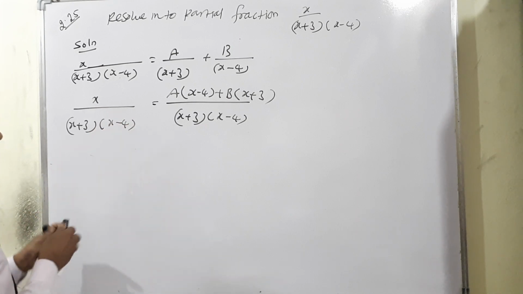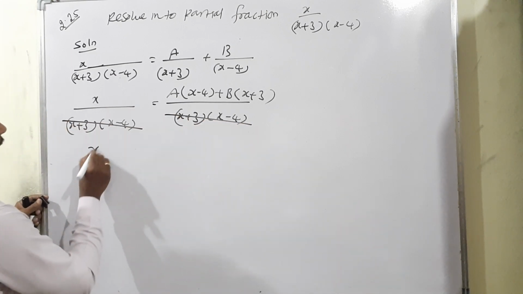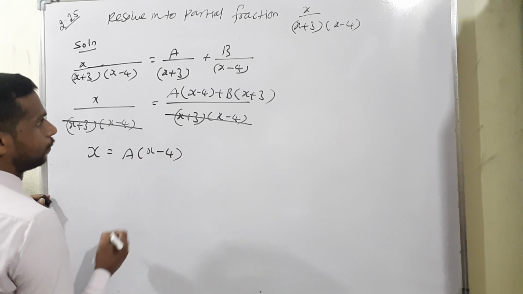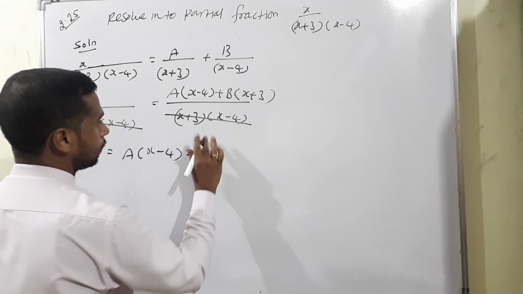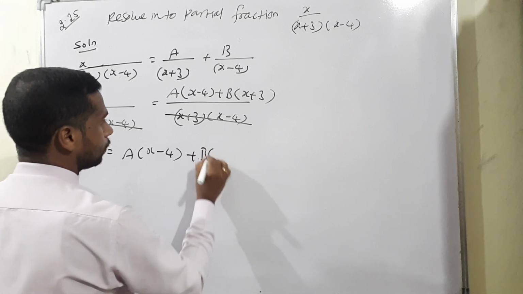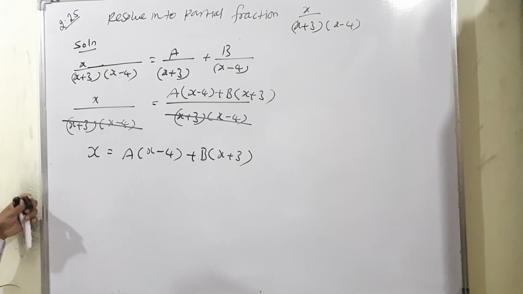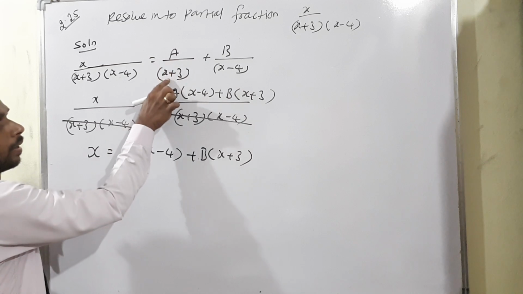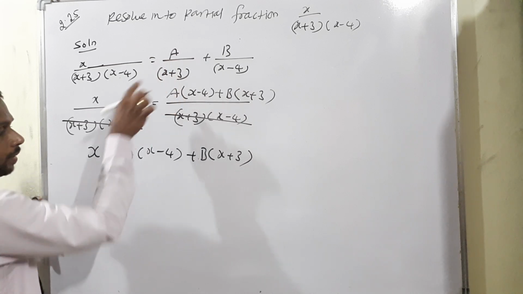Just cancel the denominator part, x plus 3 and x minus 4. Remaining, x is equal to a into x minus 4 plus b into x plus 3. Now look at this. We need to find the a and b values. To find a, definitely x is equal to minus 3, then we will get it, isn't it?